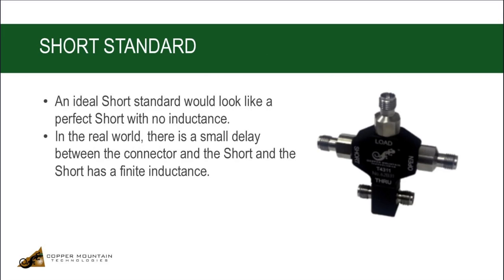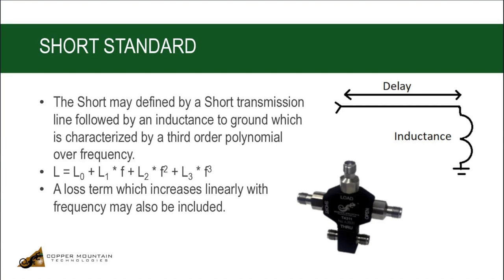The short, an ideal short standard, would look like a perfect short with no inductance. But of course, that's impossible. In the real world, there's a small delay between the connector and the actual short inside the standard. And that short has a finite inductance. So the short can be defined by a small transmission line followed by an inductance to ground, which is characterized by a third order polynomial over frequency. Here's that polynomial. I'm showing L equals L0 plus L1 times F, L2 times F squared plus L3 times F cubed. And again, a loss term might be included in this, which would cause the plot to spiral inward slightly.